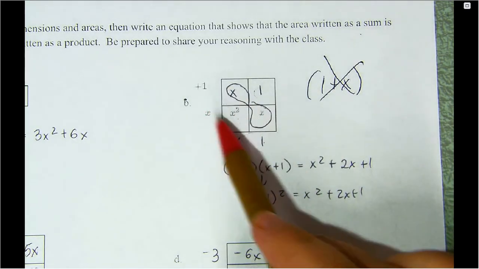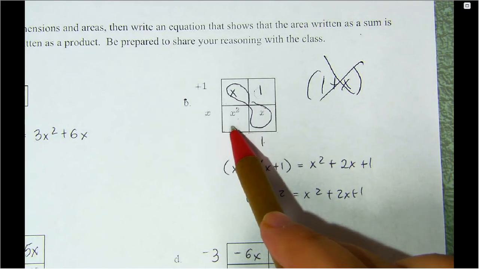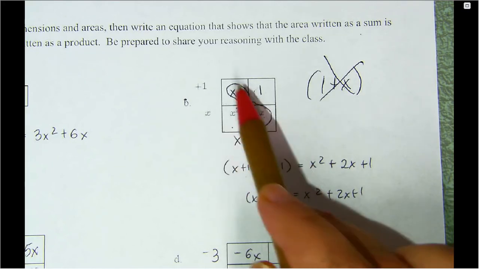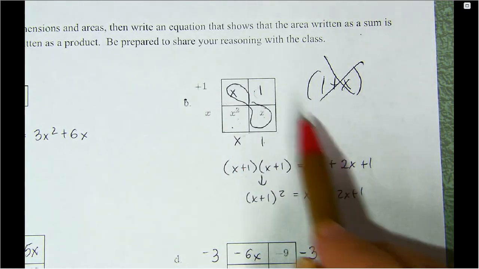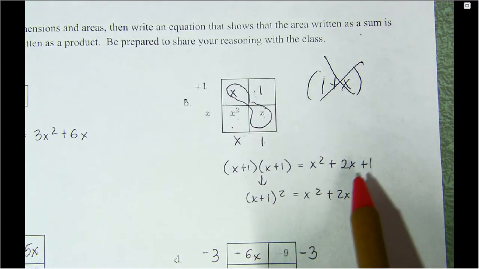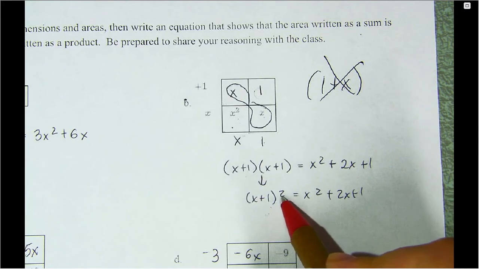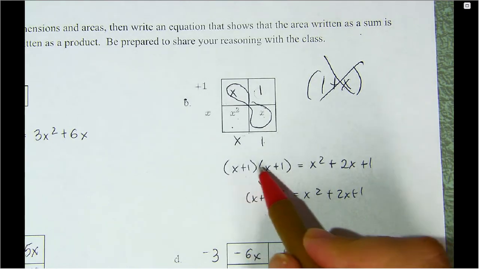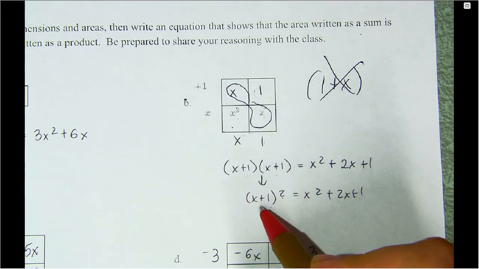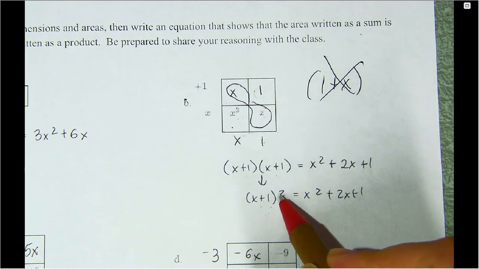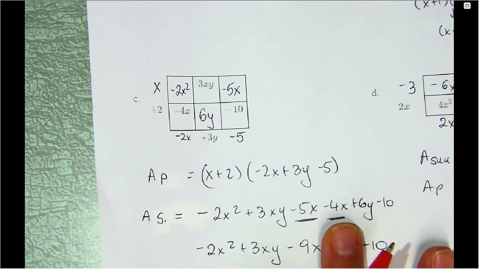Okay, and the area as a sum is x squared plus, I already combined x and x here, so I wrote 2x and then 1. Now, if something repeats and you multiply it by itself, you can use powers to write less. So x plus 1 times x plus 1 can be written as x plus 1 squared. Okay, a little bit more difficult.